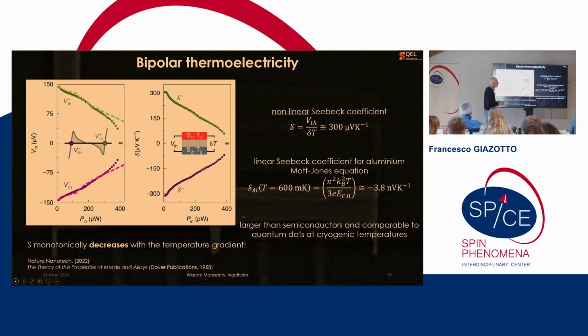We can make a comparison with the linear Seebeck coefficient for aluminum in the normal state from the Mott-Jones equations. I recall just that for aluminum, it's proportional to the temperature and inversely proportional to the Fermi energy. For aluminum in the normal state at 600 milli-kelvin, the result is around 4 nanovolt per Kelvin (3.8). So the response of this artificial system in terms of thermoelectricity is 5 orders of magnitude larger than what you would get for elemental metals. So it's bingo, I'm saying. This means that it's possible, with a wise design of quantum structures, to achieve an enormous thermoelectric response in your system.